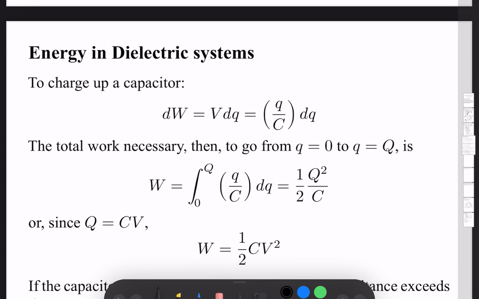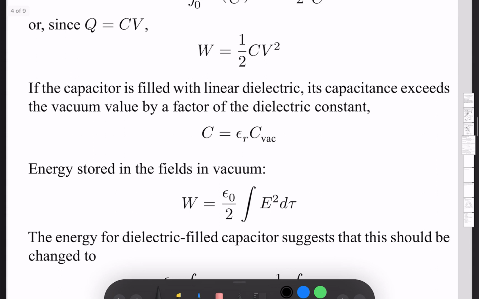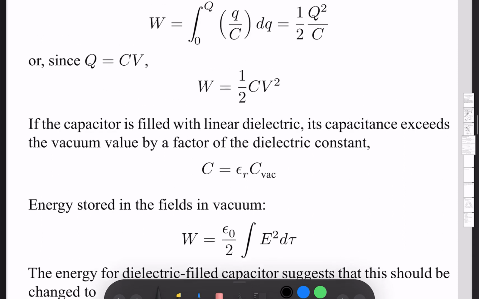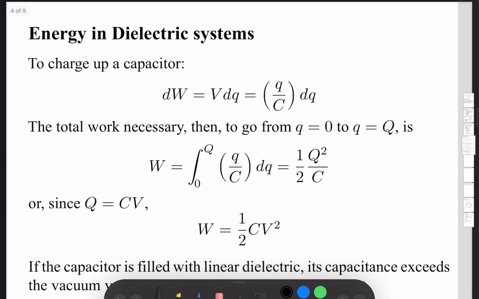Okay, so next I want to discuss the energies in dielectric systems. Remember that we've discussed the energy stored in an electric field using the equation over here. Right now, what I'm trying to do is to calculate the energy stored in the field, but also with a linear dielectric material. The way I want to motivate the final result is to look at the problem of a capacitor.